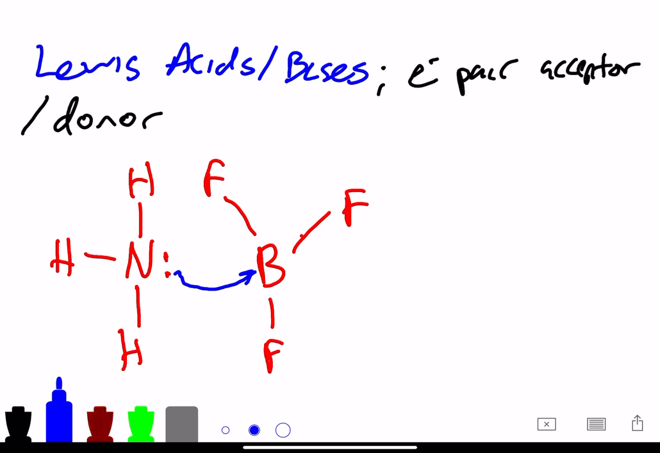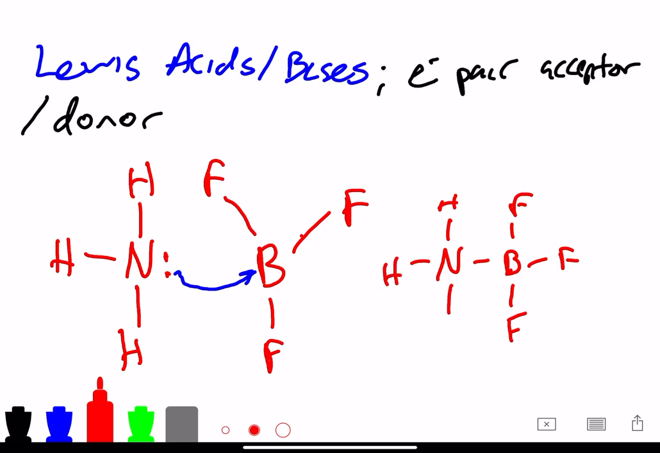And then from this, we would get a positive formal charge on the nitrogen and a negative formal charge on the boron. So this is a Lewis acid and base. It involves the transfer of electrons, and this is the most broad category. All acids and bases fall into the Lewis acid-base category.